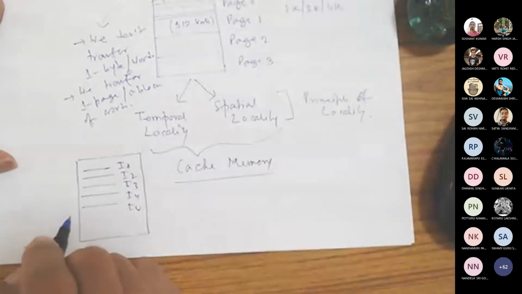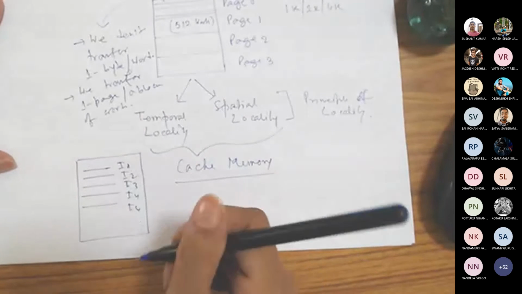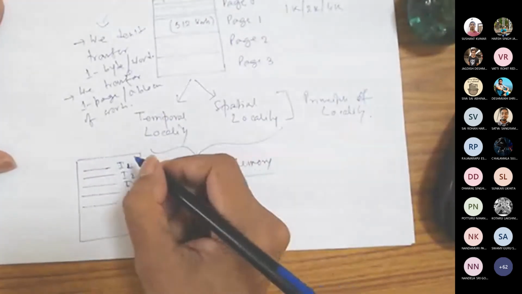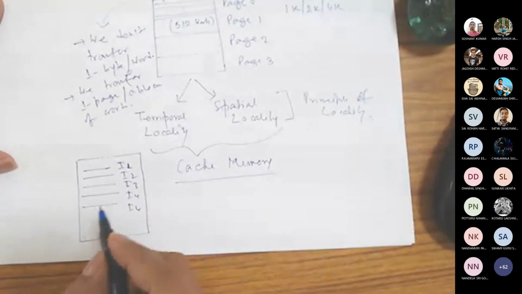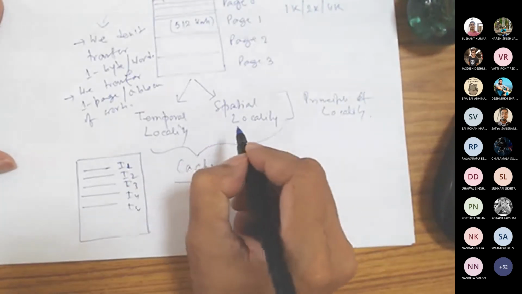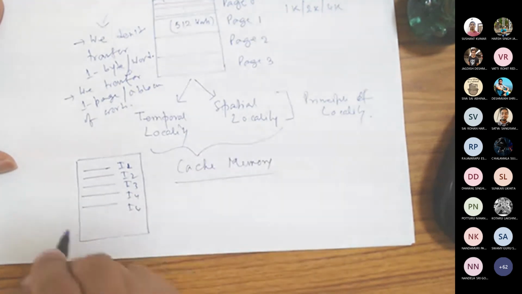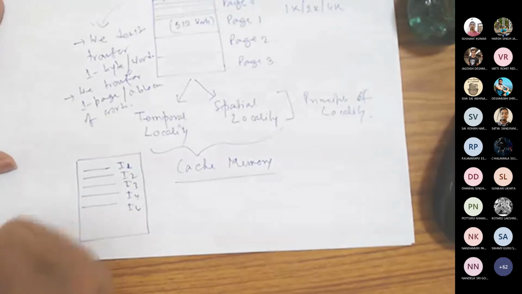So what does temporal locality say? Temporal locality says that whenever you fetch one instruction or use one instruction, the probability of using the same instruction in the near future is higher than the probability of using another instruction. That's called temporal locality.